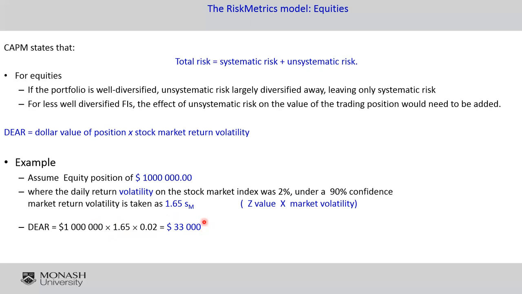This is what I will lose, 33,000. This is the volatility of the market under 90% confidence. So I'm using the Z value. You can use 95, you can use 99, it's up to you. You just change the Z value, and that can be changed easily. But the most important thing is actually the volatility here.